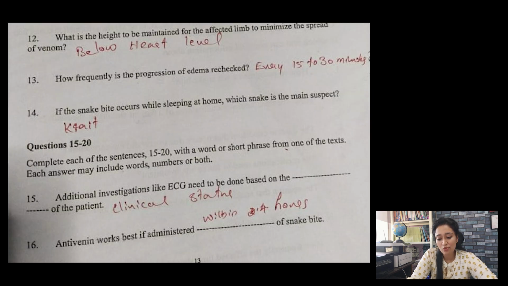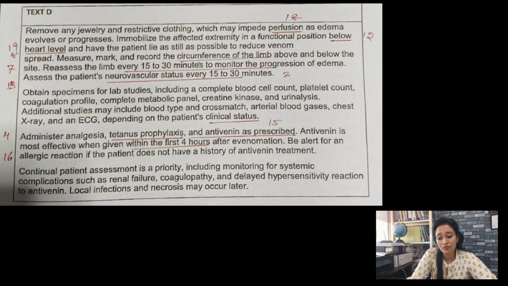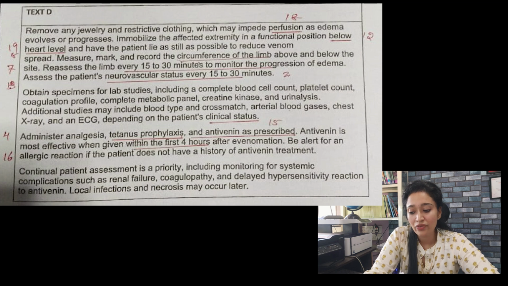How frequently is the progression of edema rechecked? Here you can mark the keywords progression of edema and rechecked. And this information can be seen in the text D, where it is given reassess the limb every 15 to 30 minutes to monitor the progression of edema. So the answer is every 15 to 30 minutes.